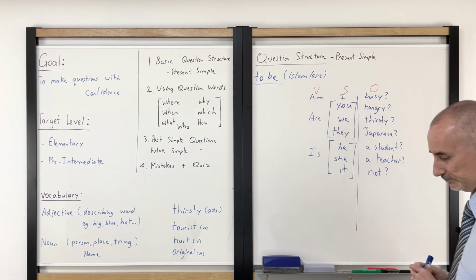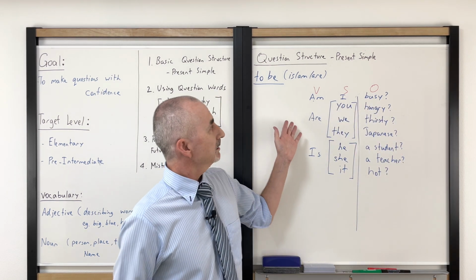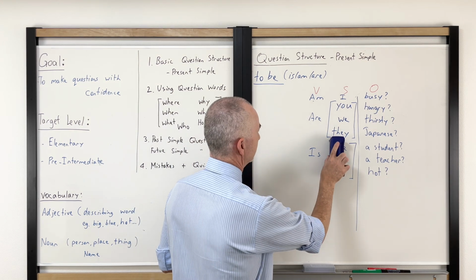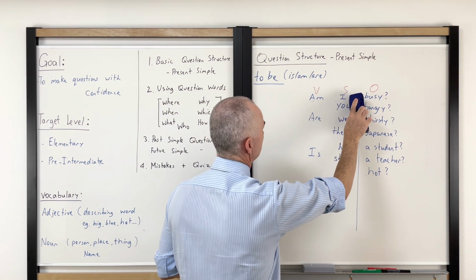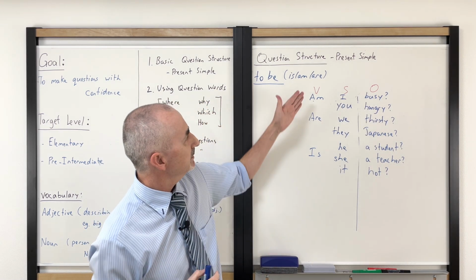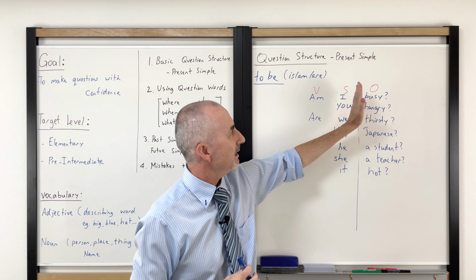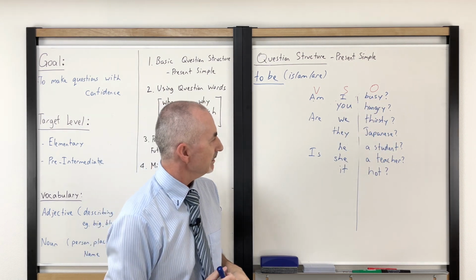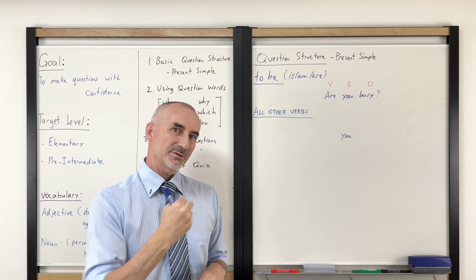Okay, so now we have made many questions using be verb. Okay, so the basic structure for be verb is the verb and the subject and an object or some complement over there. Great, let's take a look at the other verbs, okay?